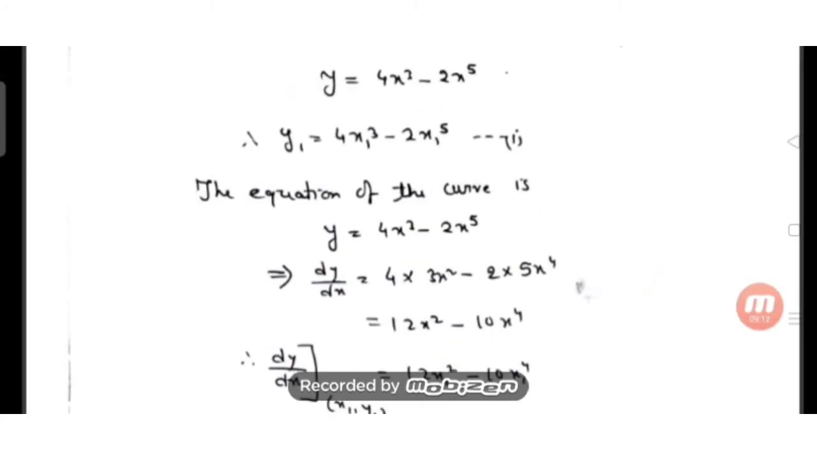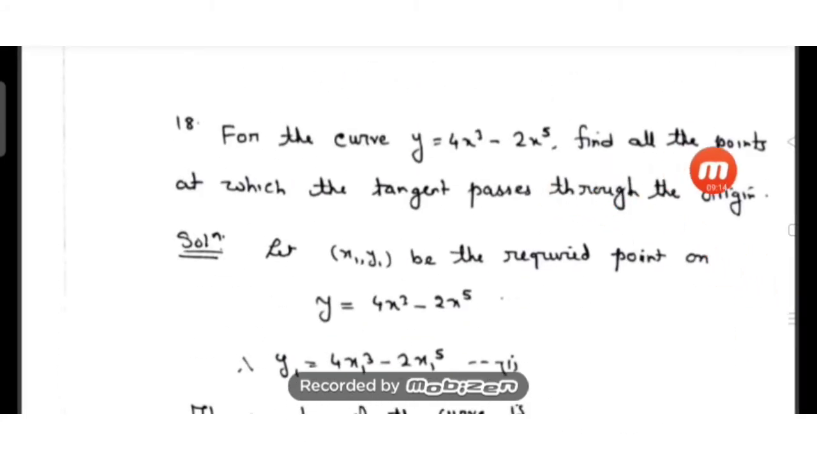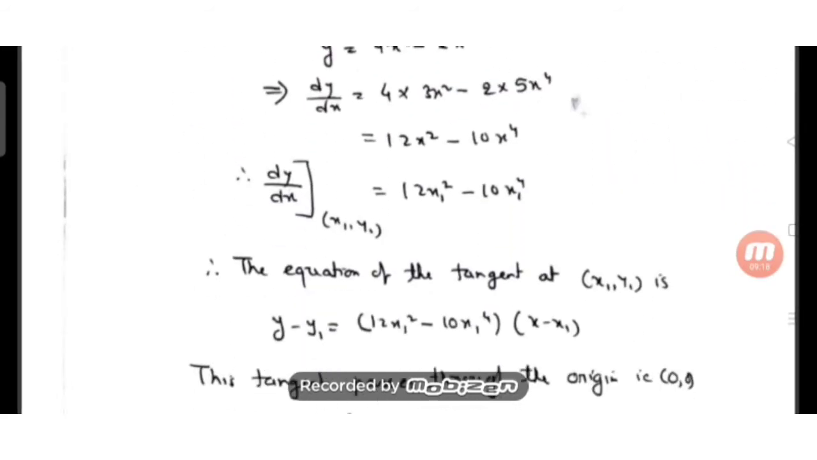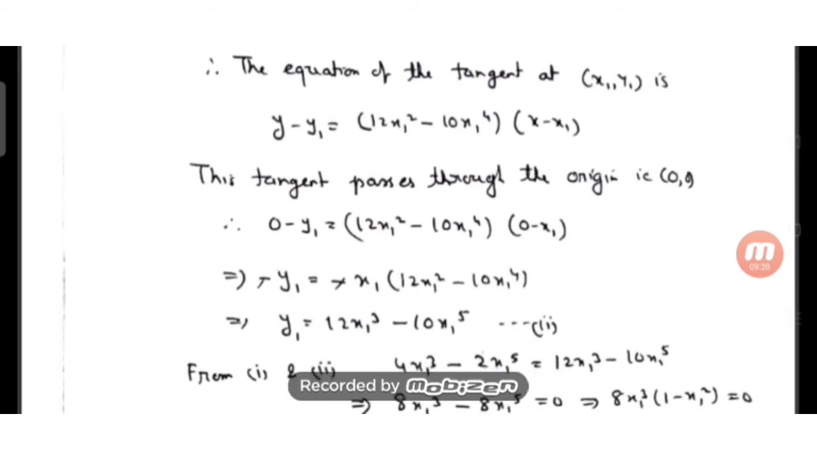Now see what is given in the question: find the point at which the tangent passes through the origin. The tangent passes through the origin, that means this is the tangent and it will pass through the origin. Origin means 0, 0, because the coordinate of the origin is 0, 0. So 0, 0 will satisfy the equation of the tangent. Satisfy means you have to put x equal to 0 and y equal to 0.